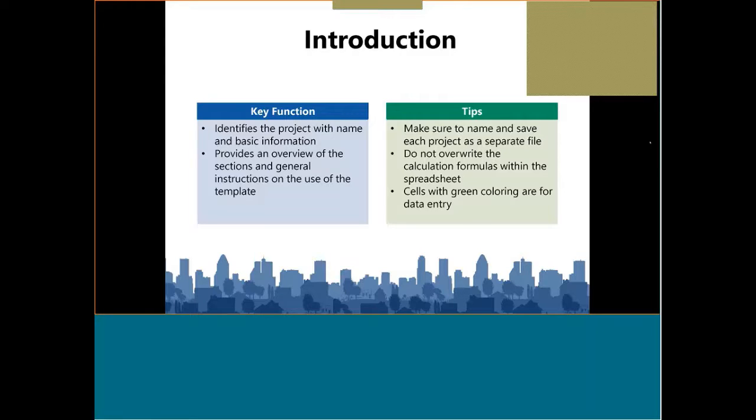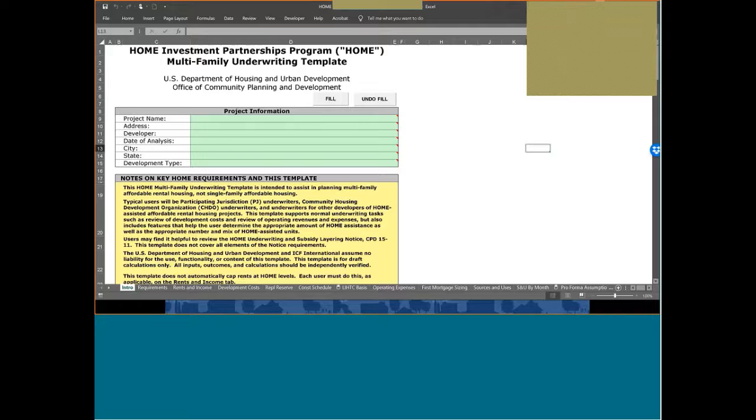The first worksheet that we're going to explore within the underwriting template is the introduction worksheet. Its job is to allow you to identify the project by providing some basic information about it. But it also provides you as the PJ underwriter with a pretty good summary of the functions and considerations in the tool, and I'll show that to you when I get to it. So without further ado, this is the introduction worksheet to the underwriting template.